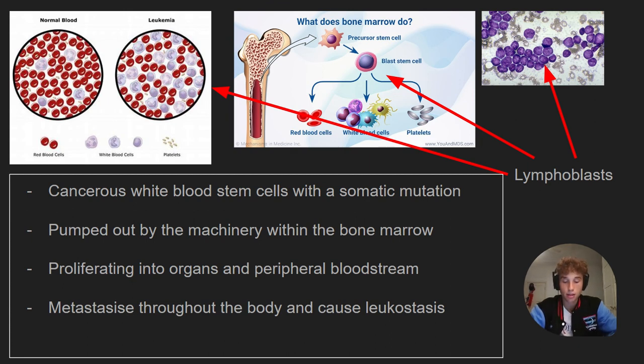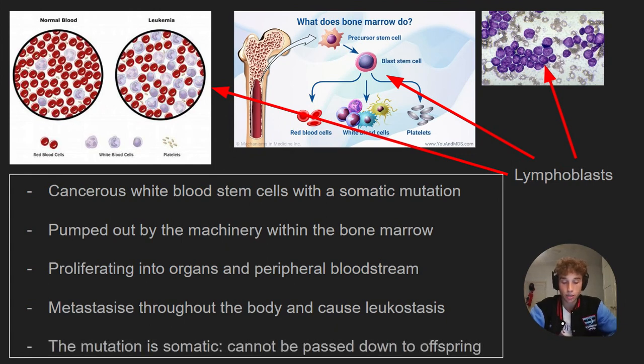Remember, because the mutations that cause ALL are somatic, specific genes that will promote the cancer are not passed down to offspring. However, certain risk factors may potentially be passed down.